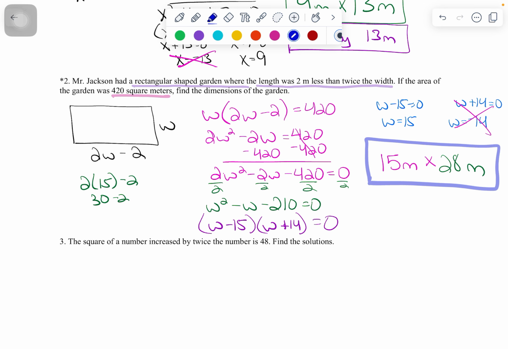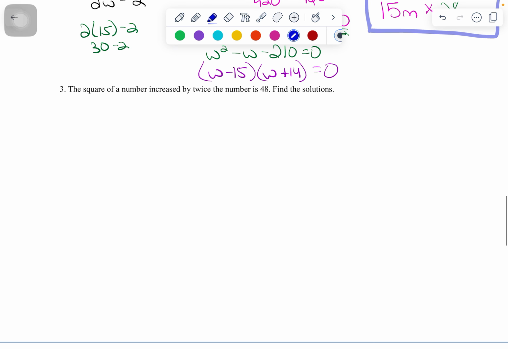All right, last but not least, problem number 3 here. I'm going to go ahead and just keep on going. This will be the last problem of the video. It's the last problem in the notes. The square of a number, so a number, the x squared, okay, the square of a number, increased by twice the number, so 2x, is 48.